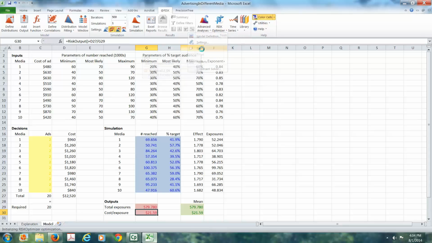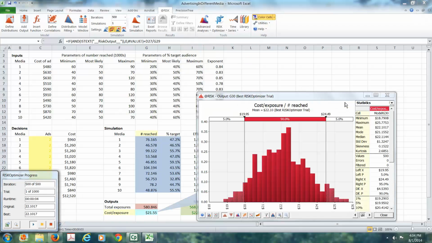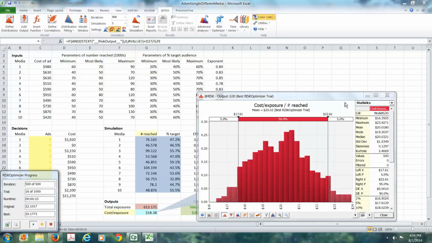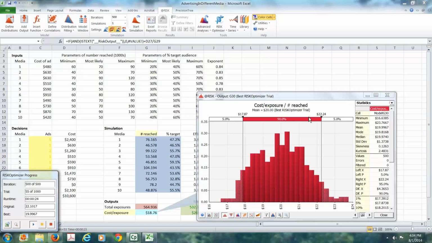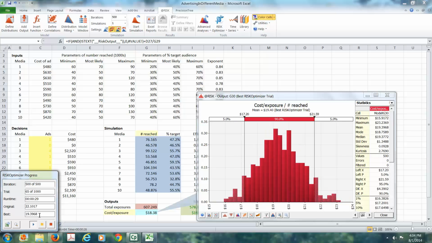So now we're going to go back up to Risk Optimizer. We're going to hit the Start button. You're going to see the familiar At Risk screen come up, and there are 500 ads, 500 calculations. And if you look over into the lower left, you will see the Risk Optimizer progress. It's on trial 37 of 1,000 right now, so it's going to take a little while to get there. But notice this. It's saying that so far the best number it's identified, the best cost, is $19.39.